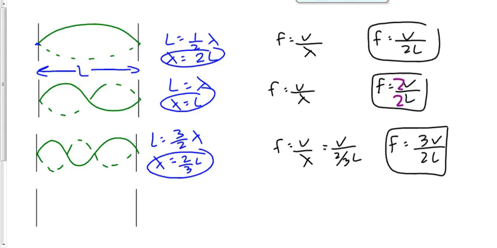In other words, if we call this the first harmonic, the second one would be twice the first one. And the third harmonic would be 3 times the first harmonic. Does that make sense?